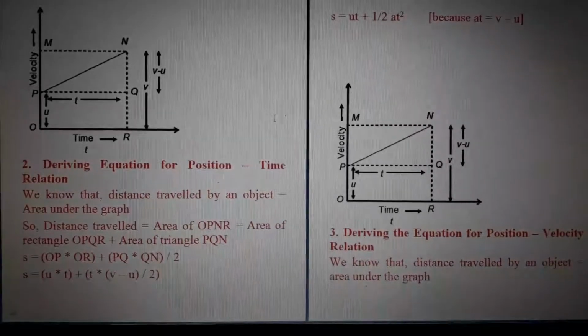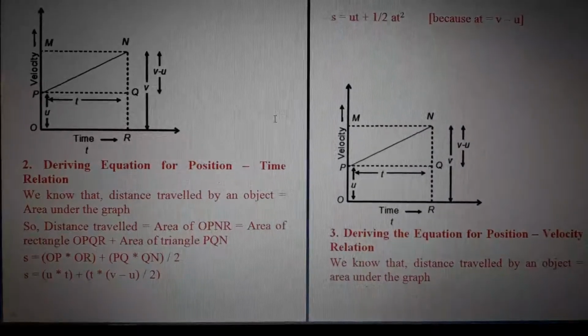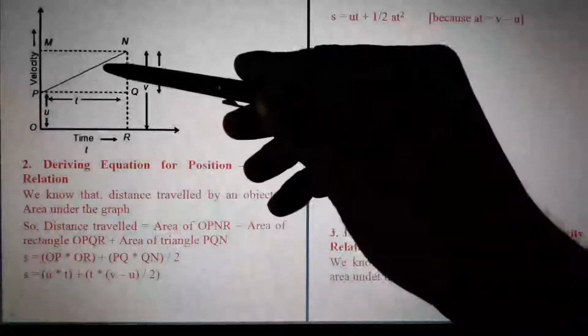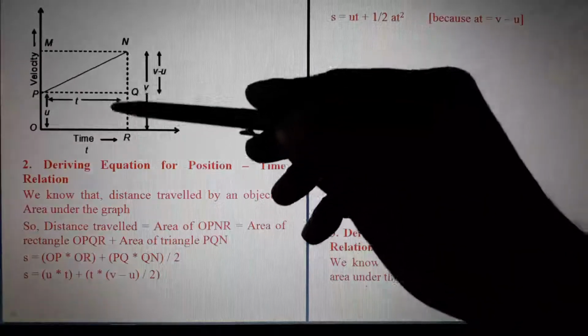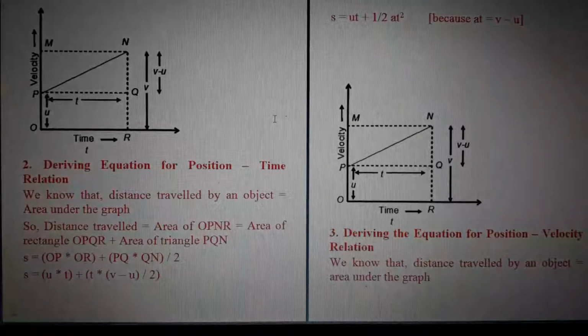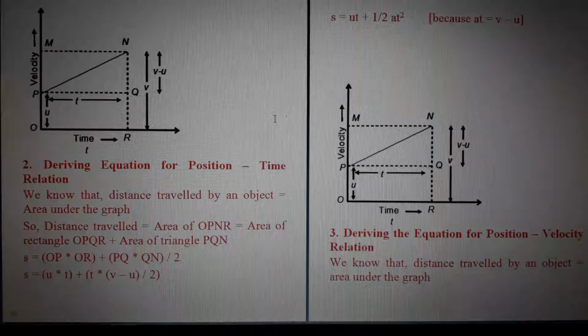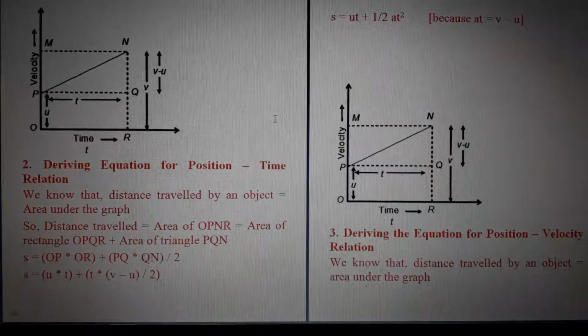But we know one thing. In velocity time graph, the area will give the displacement or distance traveled by that object. So how to find the area of this? We have two types of shape. One is a rectangle and one is a triangle. Two geometrical shapes are there. You know the equation to find out the area of a rectangle and also the area of a triangle, isn't it?